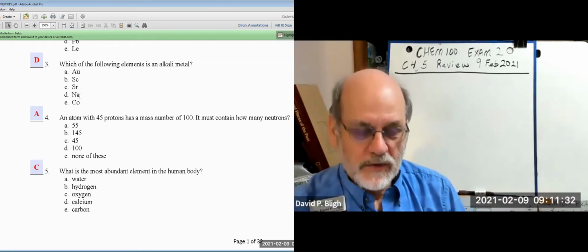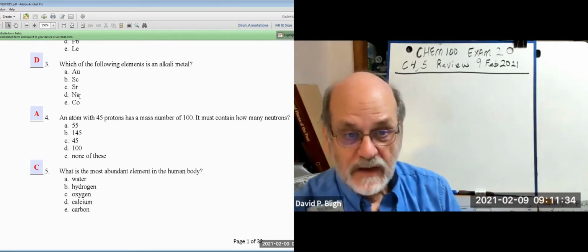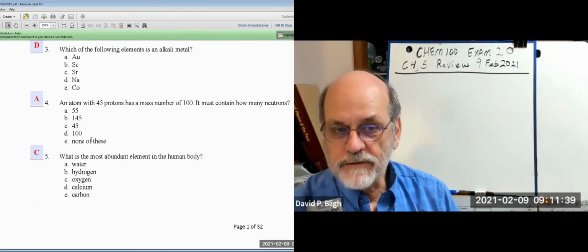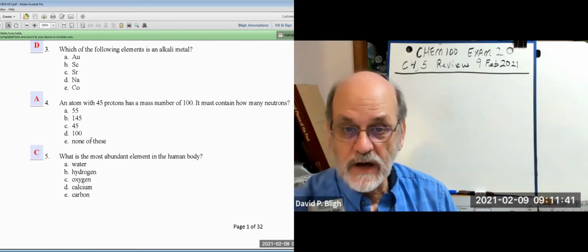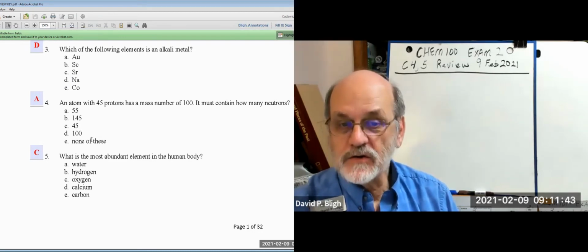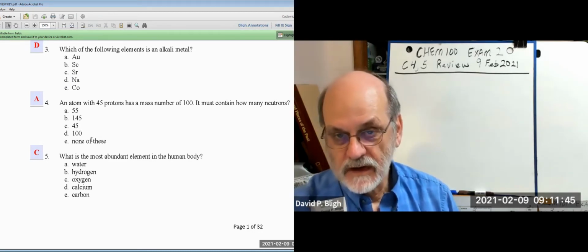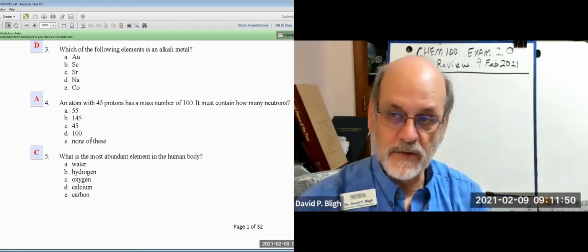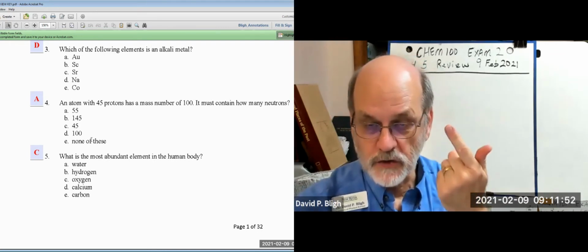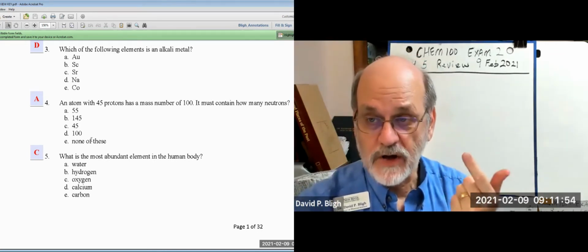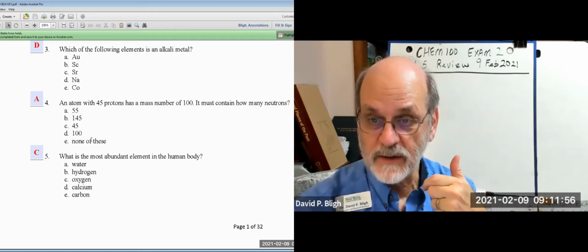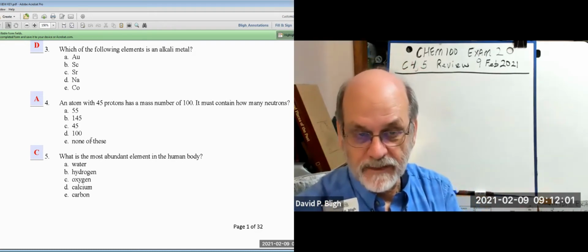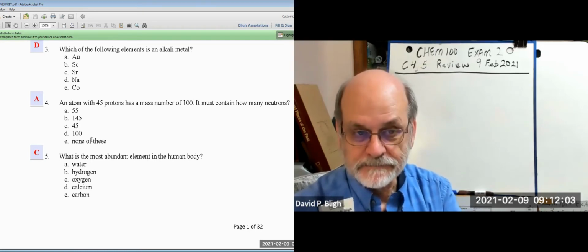Okay, so number 3 is, the answer is D. Let's say an atom with 45 protons has a mass number of 100. How many neutrons will it contain? You just need to remember the definition for the mass number. The mass number is protons plus neutrons. So if you're given the protons, you subtract it from the mass number and you get the neutrons. So that should be 55, correct? 45 and 55 is 100.